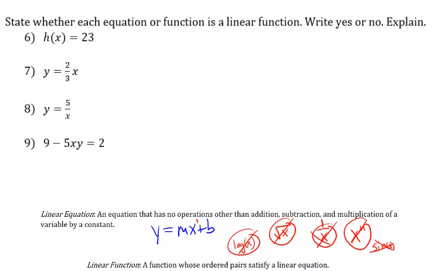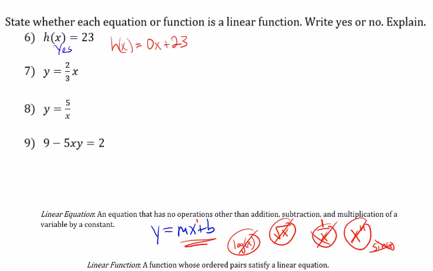All right, so let's look at number 6. So here h of x equals 23. I don't have any variables there, but that's okay because that's actually a linear function. I can write it like this, right? I can say h of x or y equals 0x plus 23, right? And so it's okay to multiply 0 by x, and so that would be a linear function. So this would be yes.